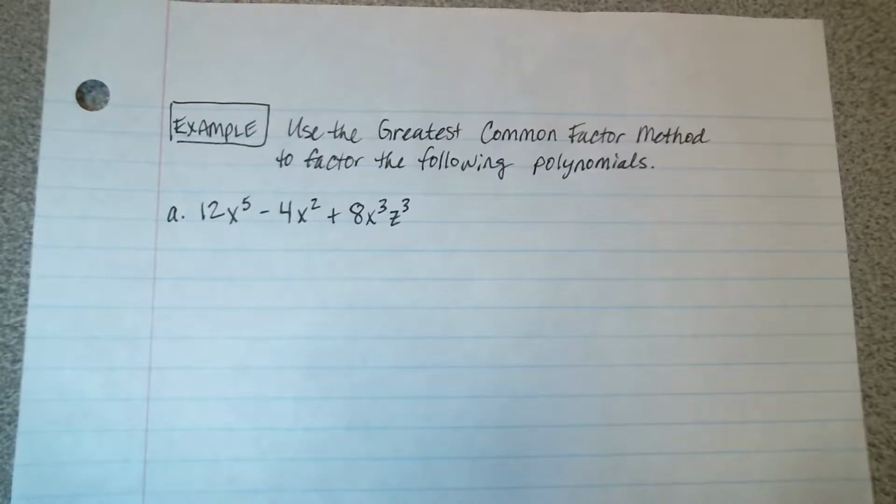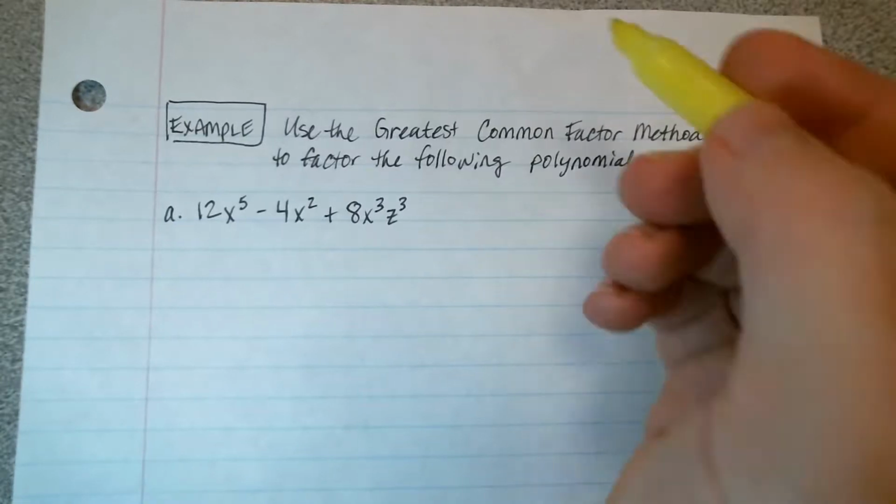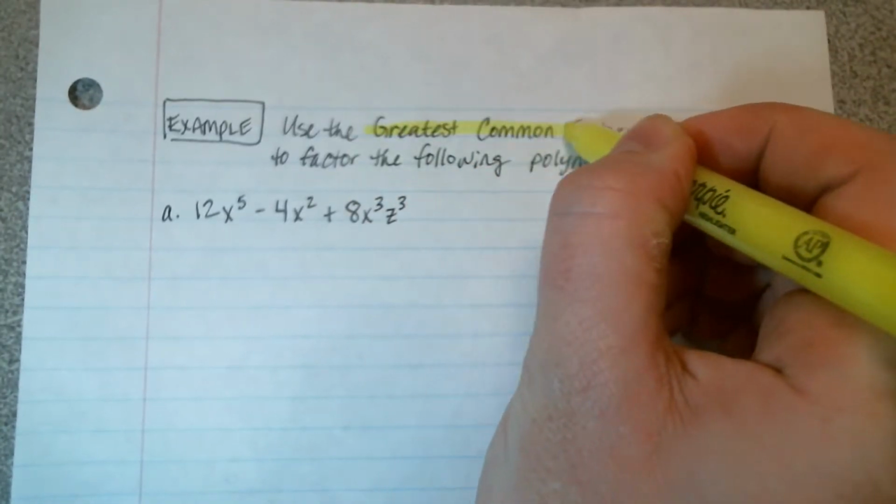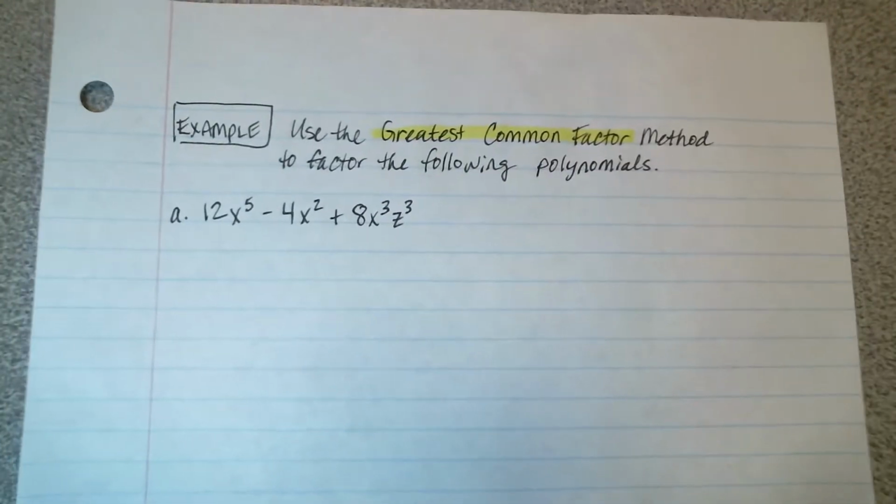In this example, I'm going to show you how to use the greatest common factor method to factor polynomials. So I have three separate polynomials we're going to factor in this video. The first one you can see here, part A, is 12x to the fifth minus 4x squared plus 8x cubed z cubed. So when you're using the greatest common factor method, what we're looking for is the greatest common factor.